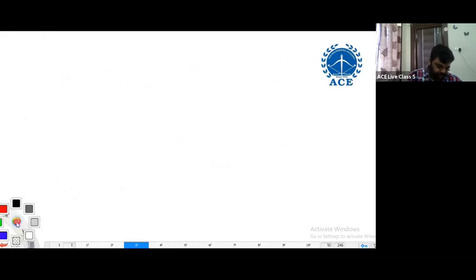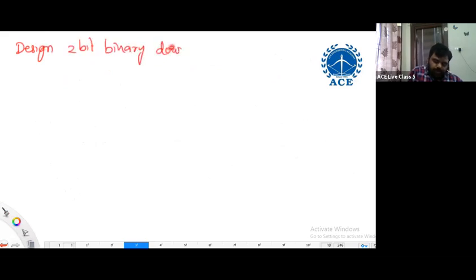Next. The question is again: design a 2-bit binary down counter using D flip-flops. Now it is a down counter. What is a down counter? Decrementing the sequence.